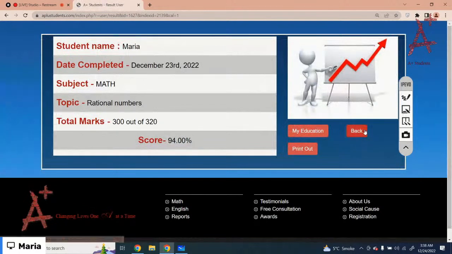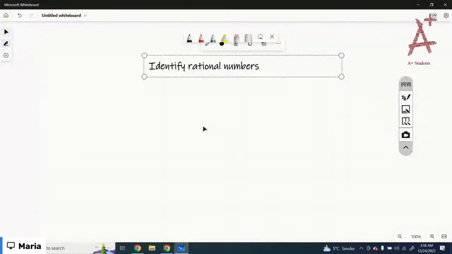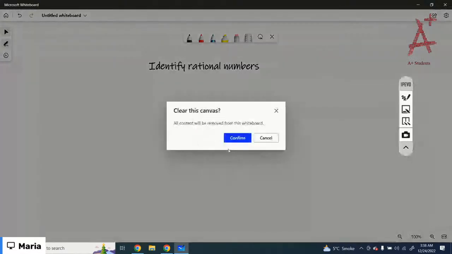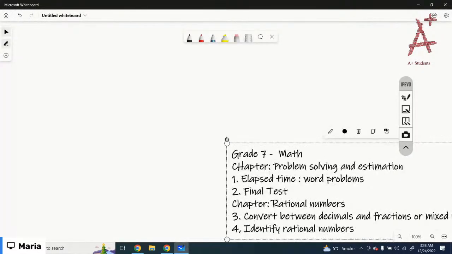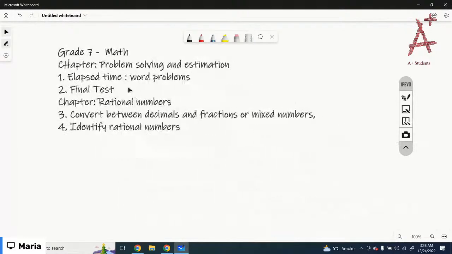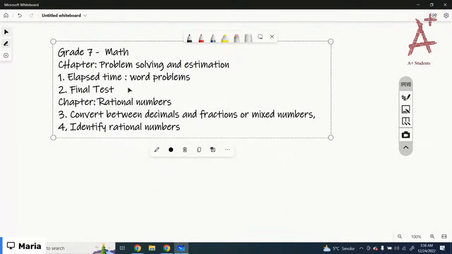Okay, we are done with the test. So here is the list of the lessons we have covered today. We started with the chapter problem solving and estimation. The lessons we covered are elapsed time, word problems, and final test from that chapter. Then we started the new chapter, rational numbers. The lessons we covered are convert between decimals and fractions or mixed numbers, and then we did identify rational numbers. If you have any question, you can ask. I'm here to answer all your questions and confusions. Please write a question in the chat box if you have any.